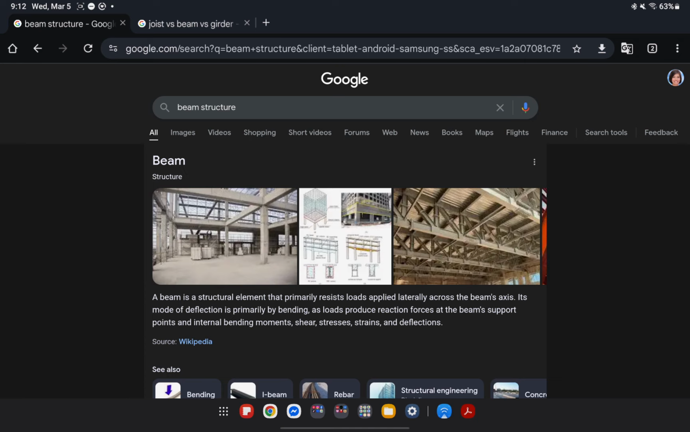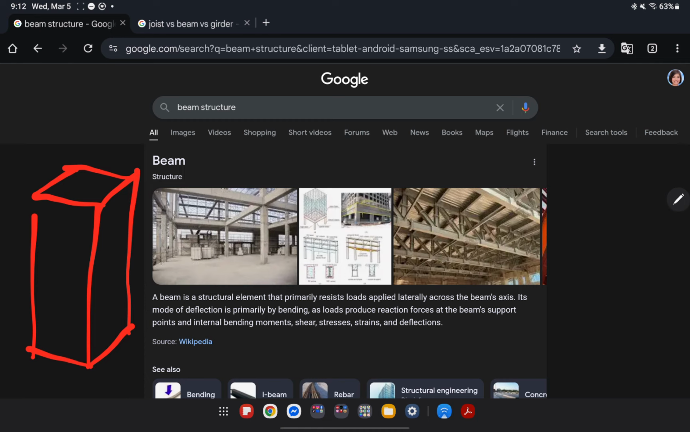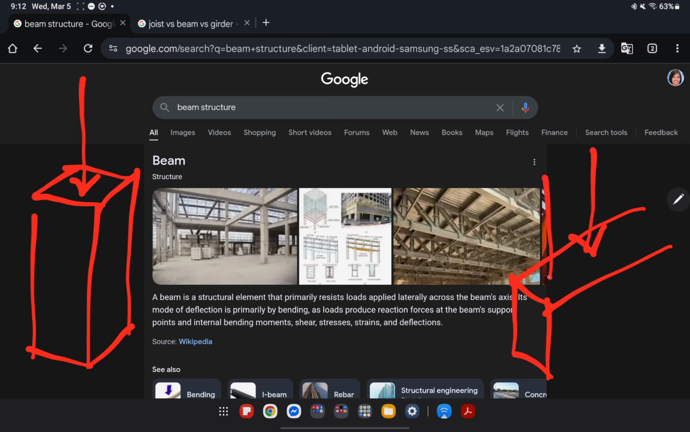If you can still remember from the previous topic, the load of a column is directed parallel to its axis, something like this, while a beam, the direction of the beam's load is perpendicular to its axis. Okay?